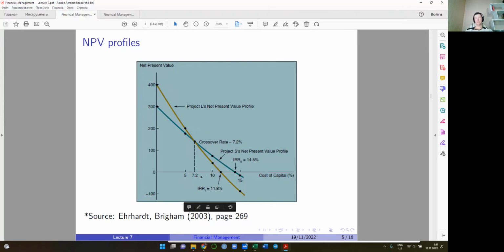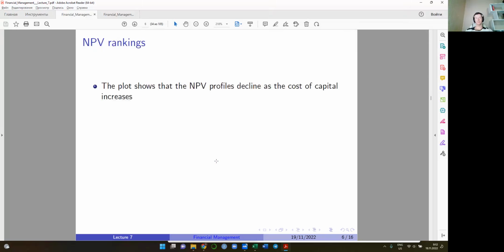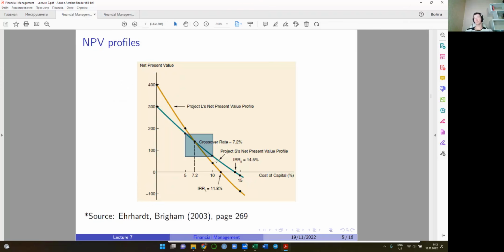For the same change in the cost of capital from 5 to 10, project S loses net present value from, how much is that? Something like 180, right? To 80. So this change is minus 100. Project S is less sensitive.